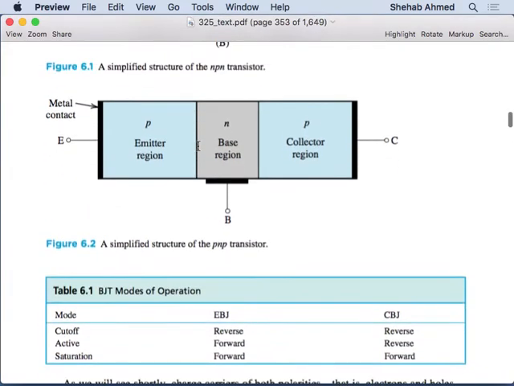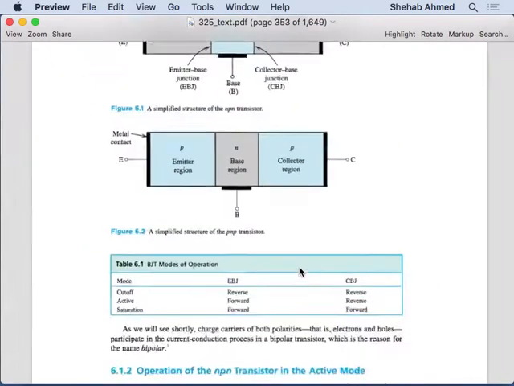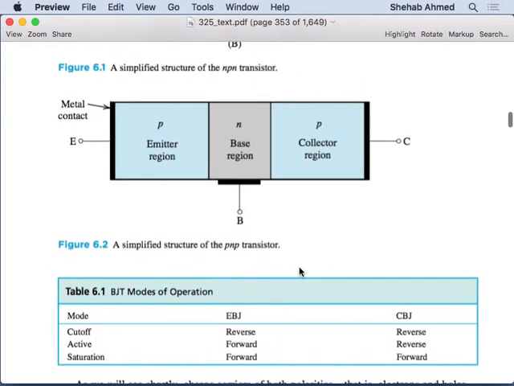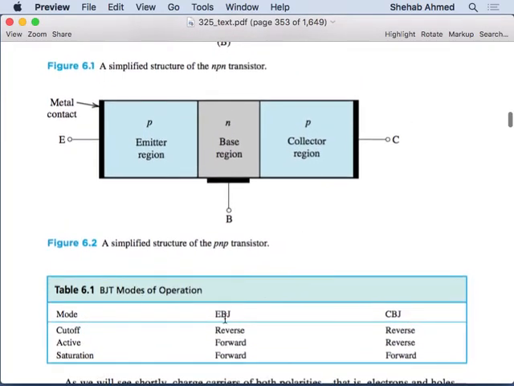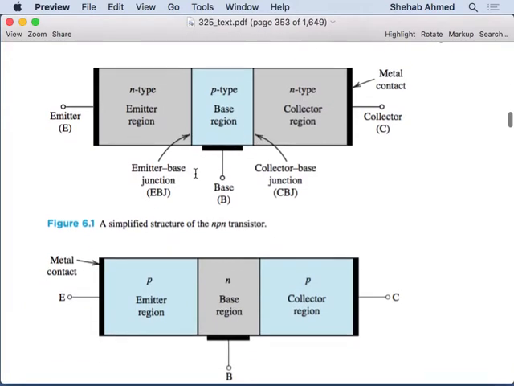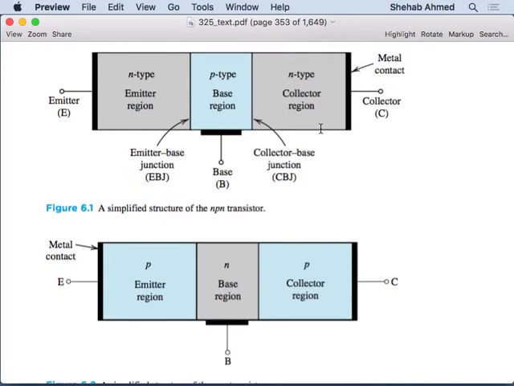But anyway, we have these two junctions in the device. It's important to look at this table. Depending on whether each junction is forward biased or reverse biased, I will be operating in one of three modes.